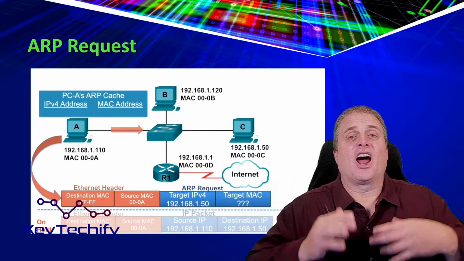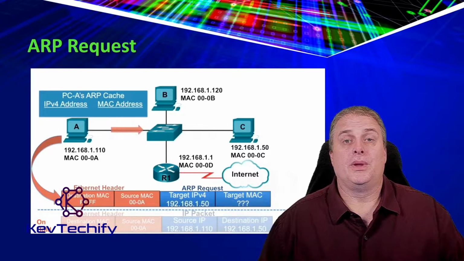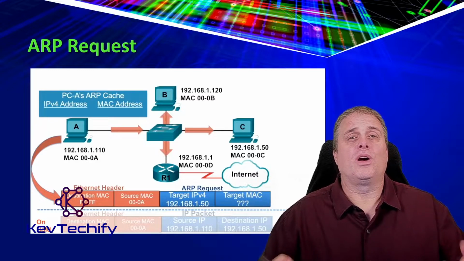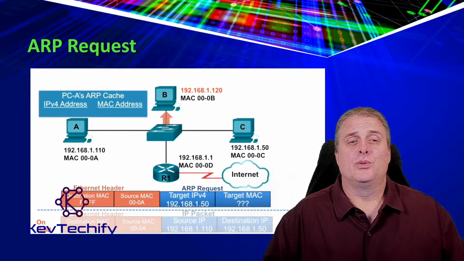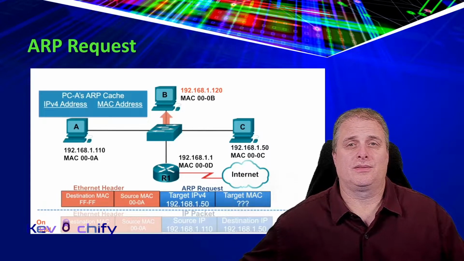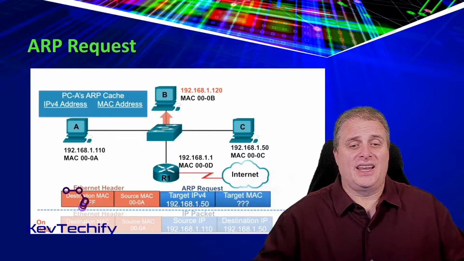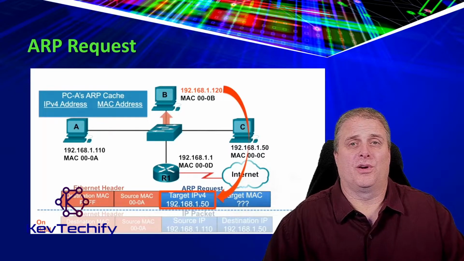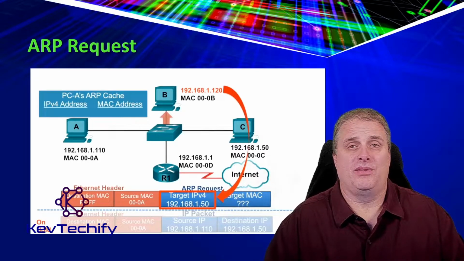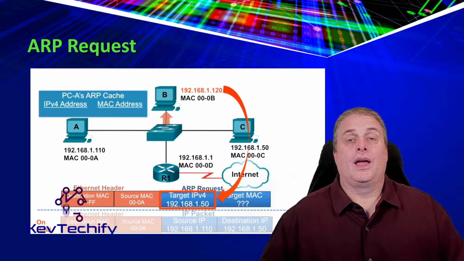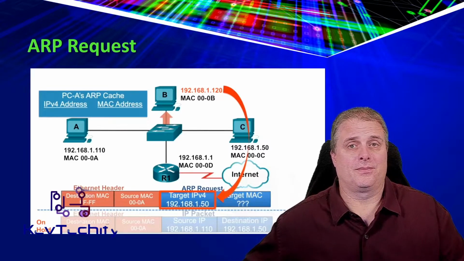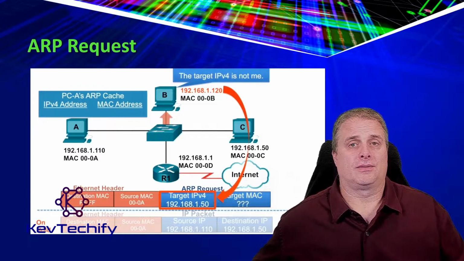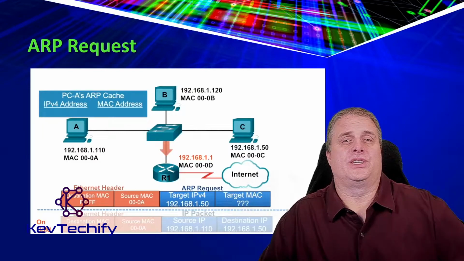PCA sends this ARP request to the switch. Because it is a broadcast, the switch will flood it out all ports except for the one it came in on. PCB receives the broadcast and processes it, and its ARP process takes the ARP request and compares its IP version 4 address against the target IP version 4 address, and it notices that it's not the same, and because they're not the same, it doesn't need to send an ARP reply. The router R1 also receives this ARP request.